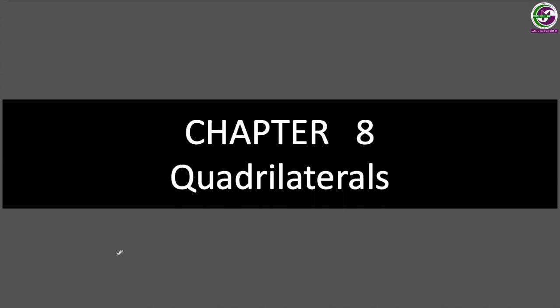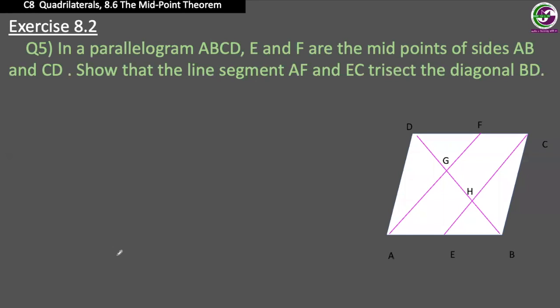Dear all, in this period, we will solve a few more questions related to the midpoint theorem. In a parallelogram ABCD, E and F are the midpoints of the sides AB and CD. So these two sides are equal. These two are also equal. Because it is a parallelogram, AB is equal to DC. Opposite sides of a parallelogram.